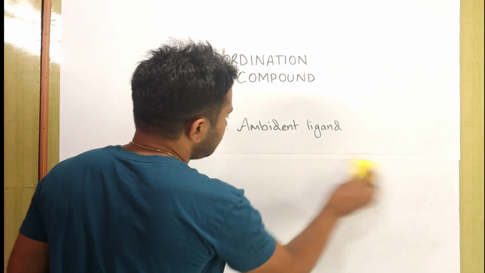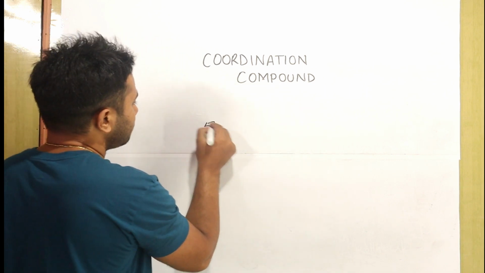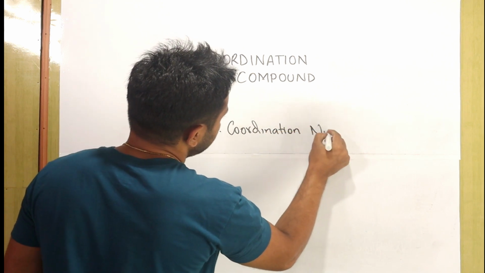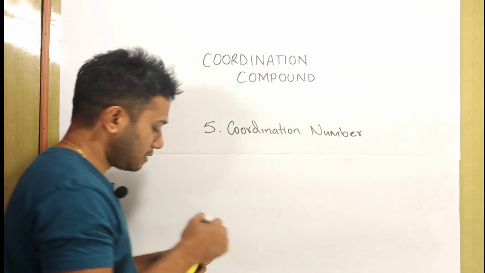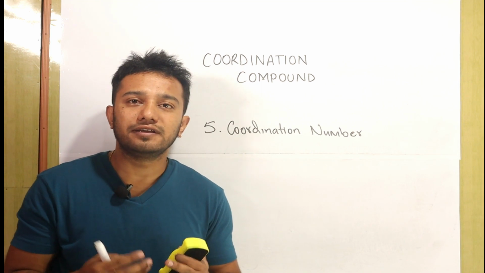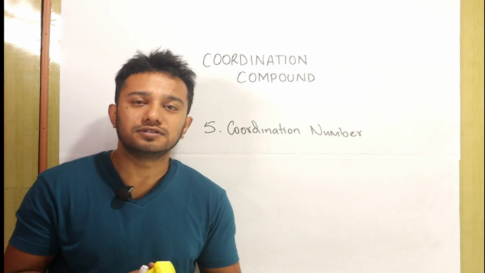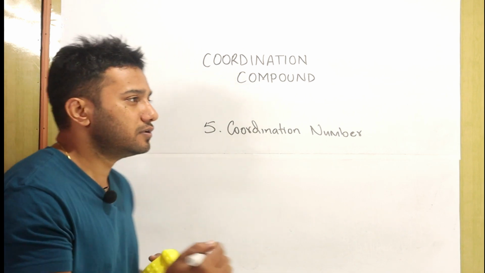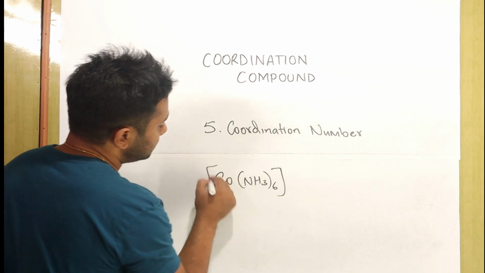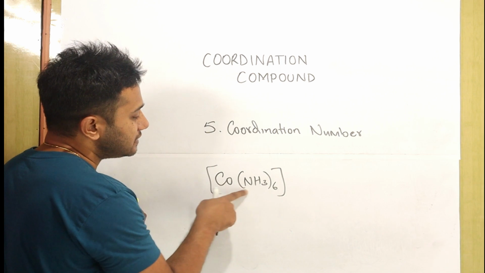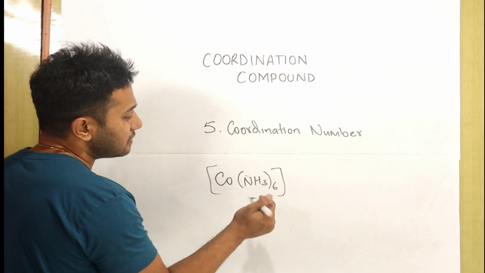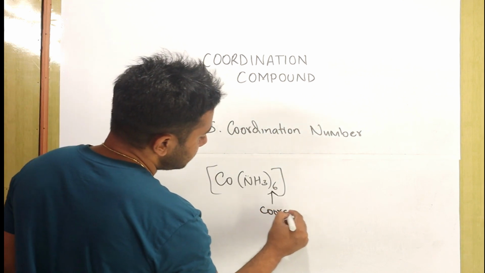And fifth we have coordination number. So coordination number is basically the number of donor atoms of the ligands attached to the metal ion. So Co(NH3)6. If I just write this compound here, how many ligands are here? 6, right. And this is the donor atom. So there are 6 ligands. So this 6 is the coordination number.